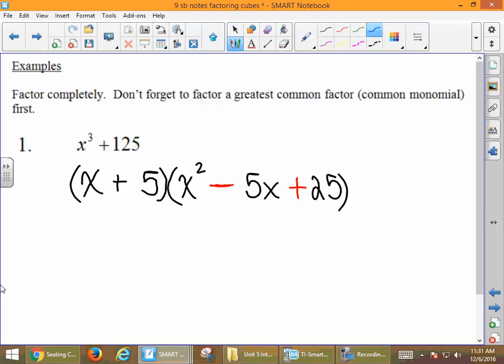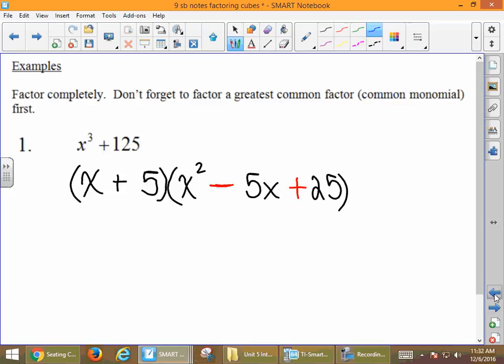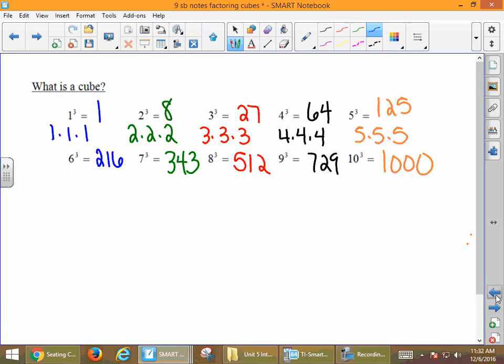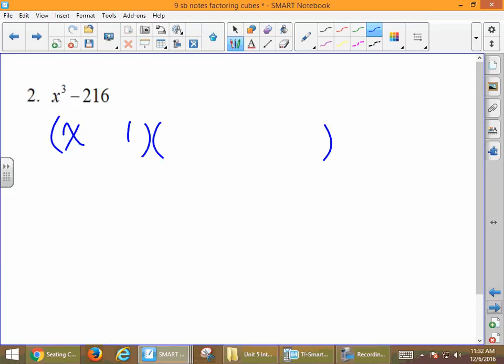Let's try another one. X cubed minus 216. It's x cubed, a strong indicator that we're going to be turning it into a binomial and a trinomial. The cube root of x cubed is x, x times x times x. If you look back at your paper here, 216 is 6 times 6 times 6. So the cube root of 216 is 6.